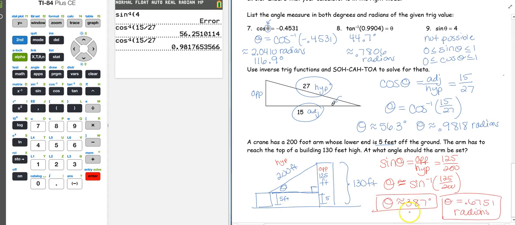All right, let's see how you did. You should have ended up with 38.7 degrees and 0.6751 radians. For your inverse trig, you have to be able to find the values from a unit circle. You also need to be able to use your calculator to solve for those missing angles. And that is the end of this video.